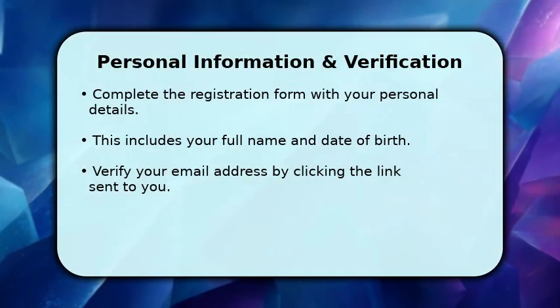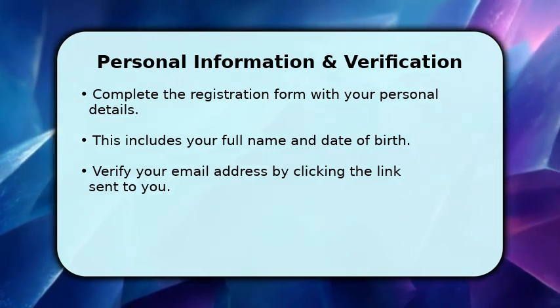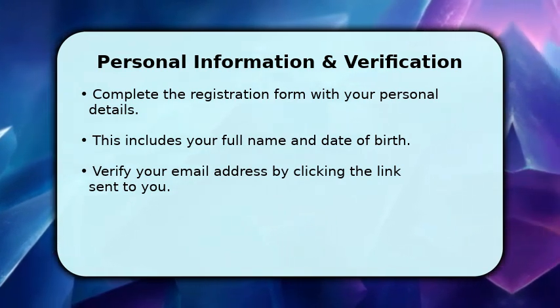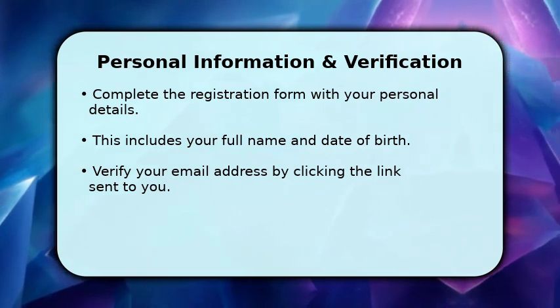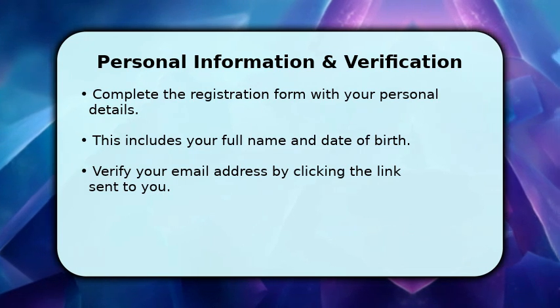Next, you'll need to fill out the registration form with your personal information. This typically includes your full legal name and your date of birth, ensuring you meet the minimum age requirement. After submitting these details, check your email inbox for a verification link from RoboBet. Clicking this link confirms your email address and helps secure your account.